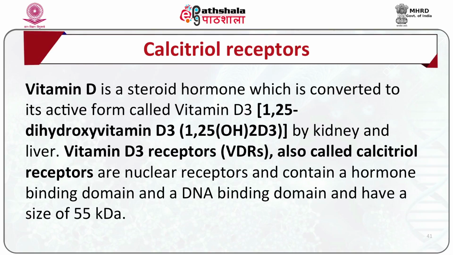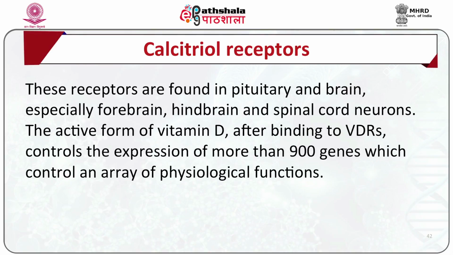Vitamin D is a steroid hormone which is converted to its active form called vitamin D3, that is 1,25 dihydroxy vitamin D3, by kidney and liver. Vitamin D3 receptors or VDRs, also called calcitriol receptors, are nuclear receptors and contain a hormone binding domain and a DNA binding domain and have a size of 55 kilodalton. These receptors are found in pituitary and brain, especially the forebrain, hindbrain and the spinal cord neurons. The active form of vitamin D after binding to VDRs controls the expression of more than 900 genes which control an array of physiological functions.